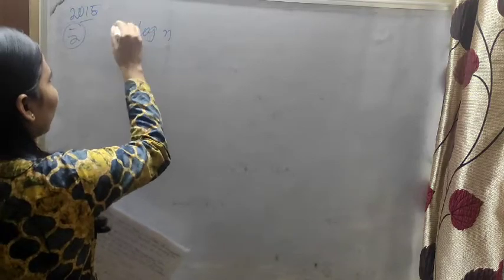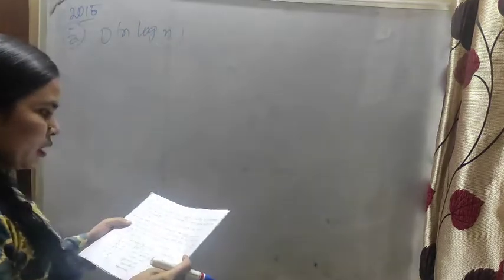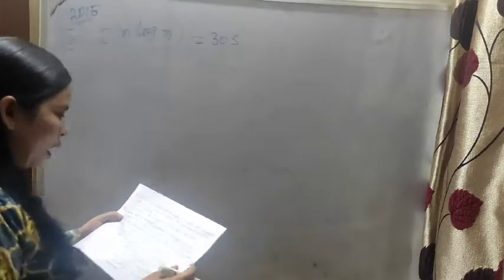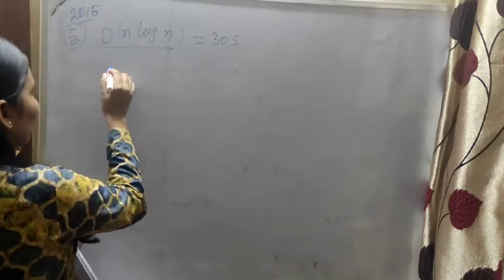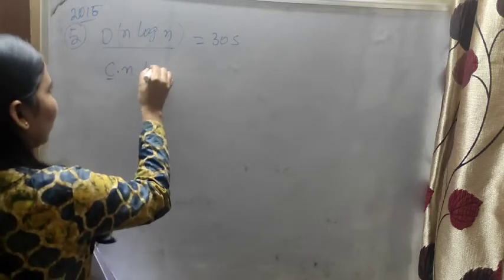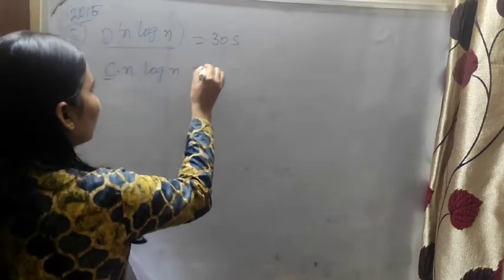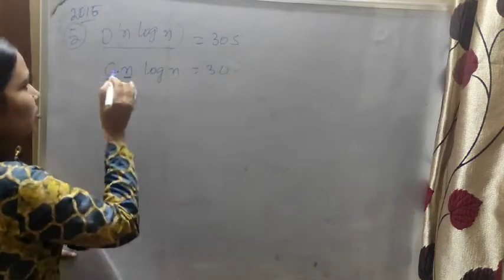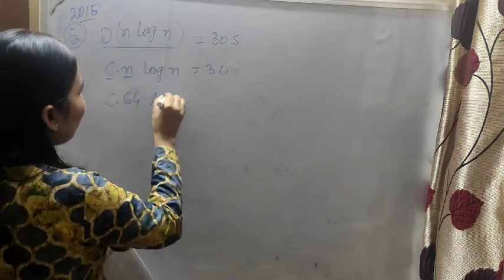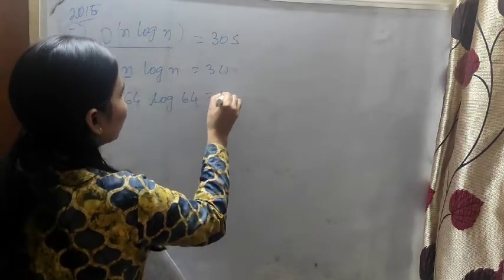Now, worst case time complexity in merge sort, you know, is order of n log n. And what is the time given? 30 seconds. Write it down. Now, input size is 64. So write c, the constant, times n log n equal to 30, and n is the input size 64. So write c into 64 log 64 equal to 30.